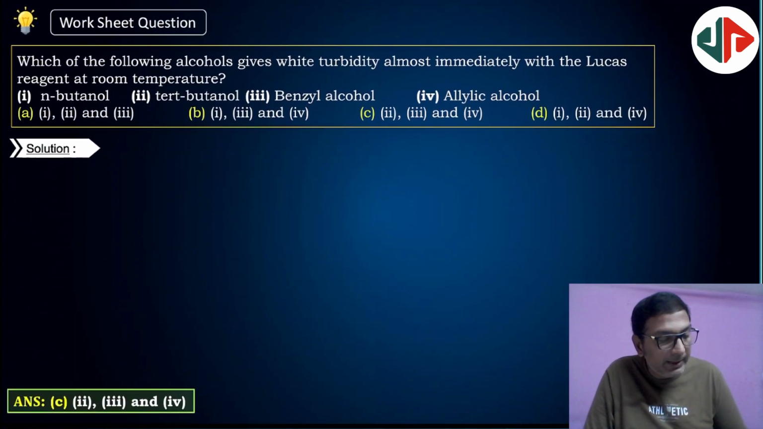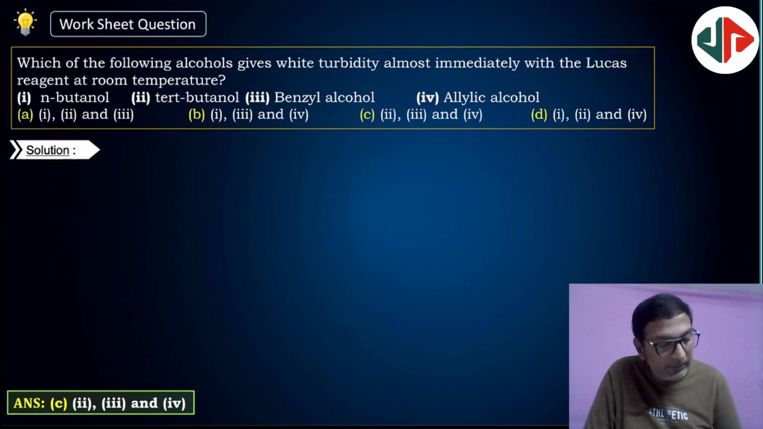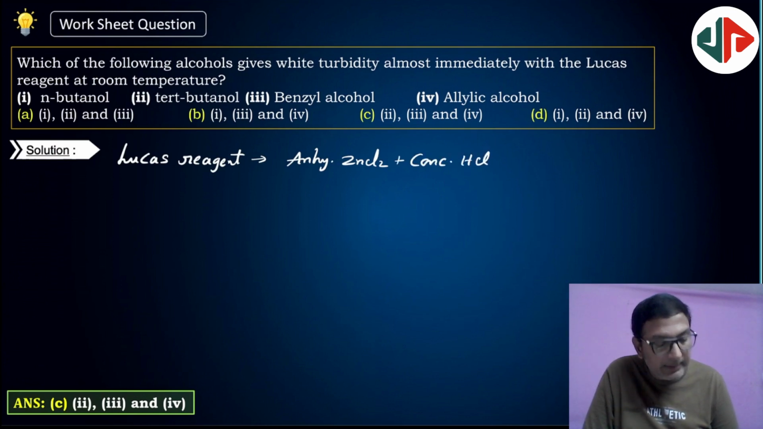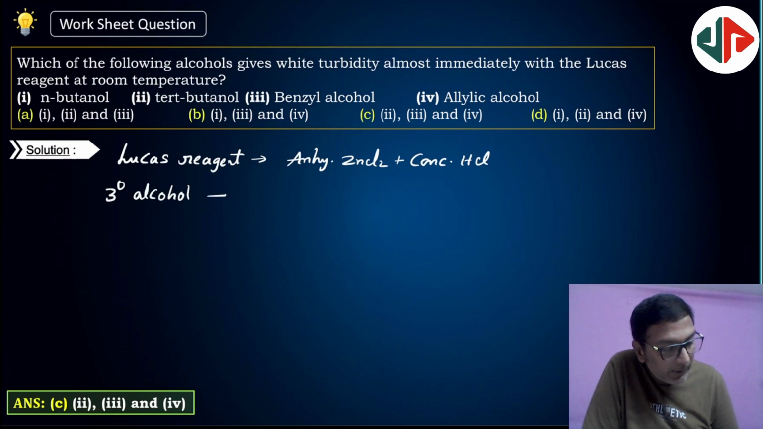Next. So which of the following alcohols will give turbidity almost immediately with a low cost reagent. So the low cost reagent is anhydrous ZnCl2 plus concentrated HCl. This is a low cost reagent. So tertiary alcohol gives turbidity immediately.